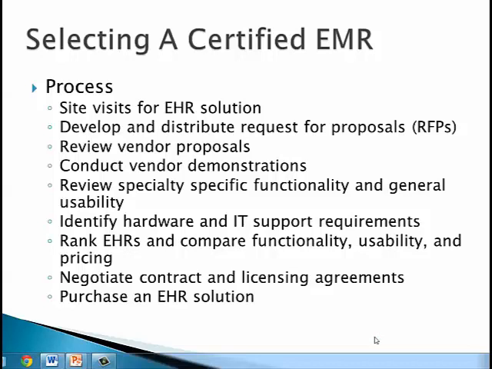You also want to rank the EMRs or EHRs and compare the functionality, usability, and pricing. Again, I usually use a spreadsheet, something where you can visually compare side by side, how each one ranks.